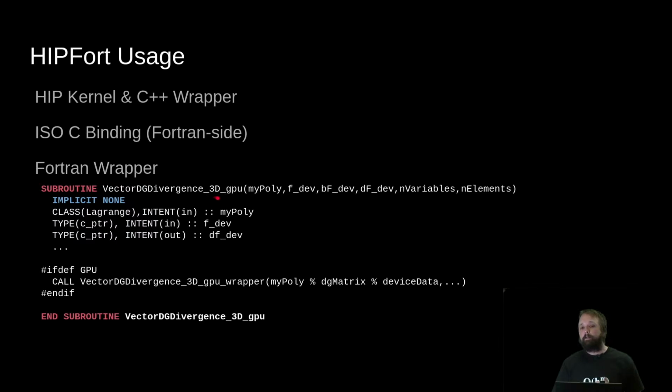But the idea here for the GPU wrapper is we're passing in the argument list, fdev, bfdev, dfdev, etc. All these are type C pointer. And then of course, if we're building for a GPU architecture, we call that GPU wrapper. If you've not built for the GPU architecture and you try passing a C pointer in there, the subroutine will just error out and tell you, hey, you haven't built for a GPU, so don't use this interface.